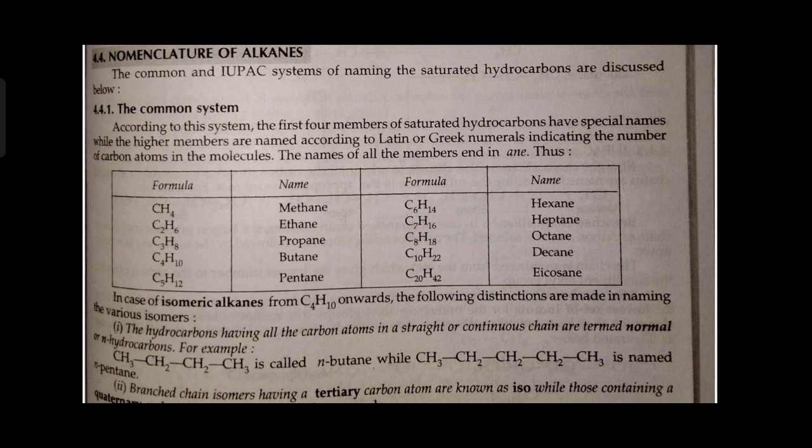C7H16 heptane, C8H18 octane, C10H22 decane, C20H42 eicosane. In the case of isomeric alkanes from C4H10 onwards, the following distinctions are made in naming the various isomers.